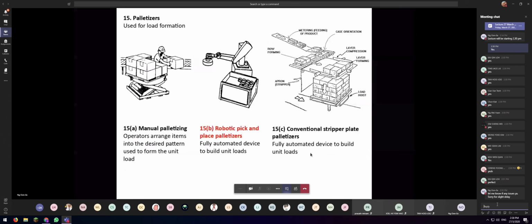Okay. When we are trying to load up a pallet of various designs, you can do it manually. So that's what you see on the left. You can use robotic pick and place palletizers. This is fully automated, so you pick things off a conveyor, for example, and place it into a pallet, and when it is complete, okay, that's your complete pallet. Conventionally, we would use stripper plate palletizers, basically your conveyor system which feeds the product directly in the direction that it needs to go for palletization.